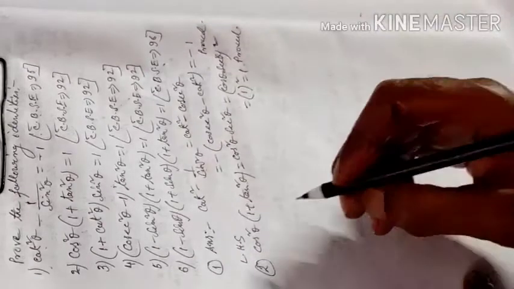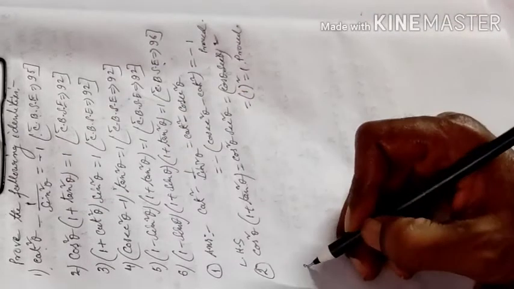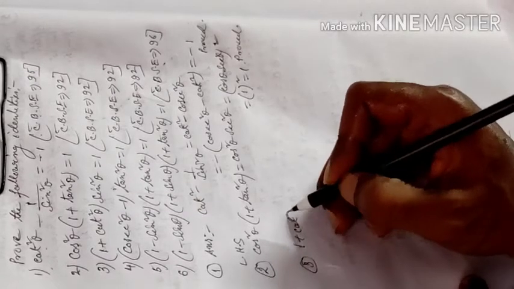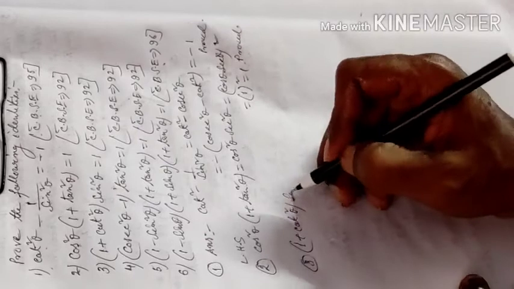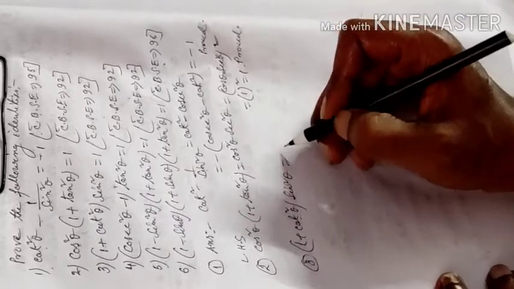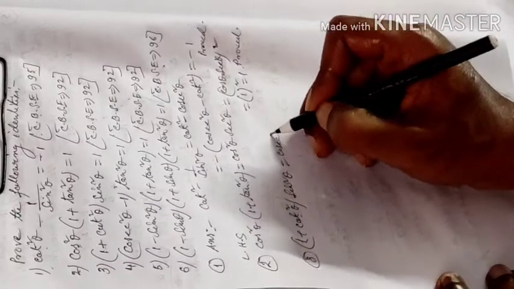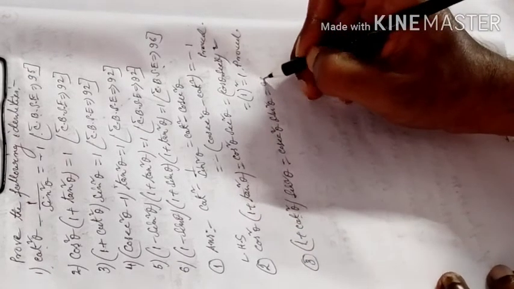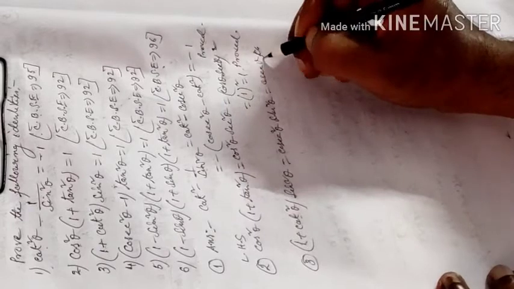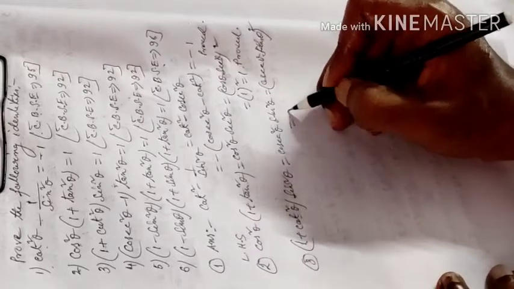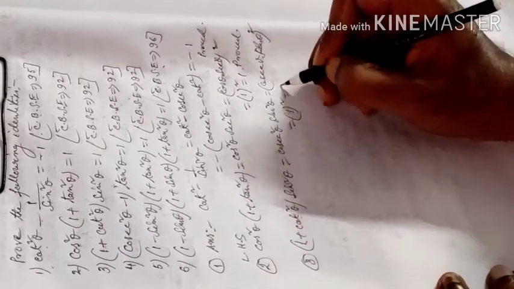So very easy sum. Next sum, question number 3: 1 plus cot square theta into sin square theta. 1 plus cot square theta is equal to what? Cosec square theta, we know that, into sin square theta is equal to cosec theta into sin theta whole square. We know that cosec theta into sin theta is equal to 1 square, that is 1. Proved.